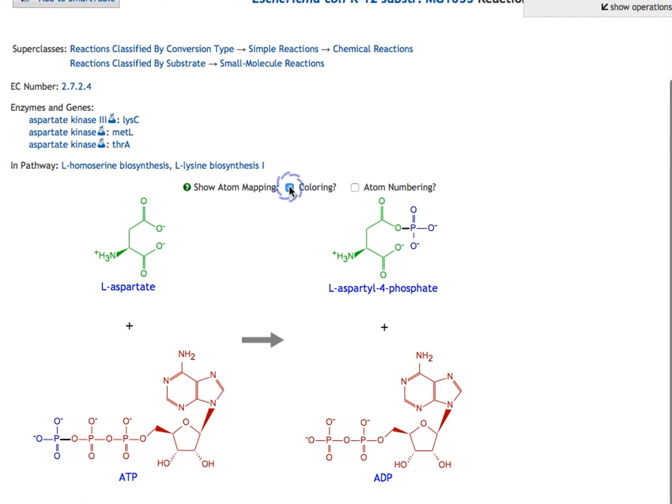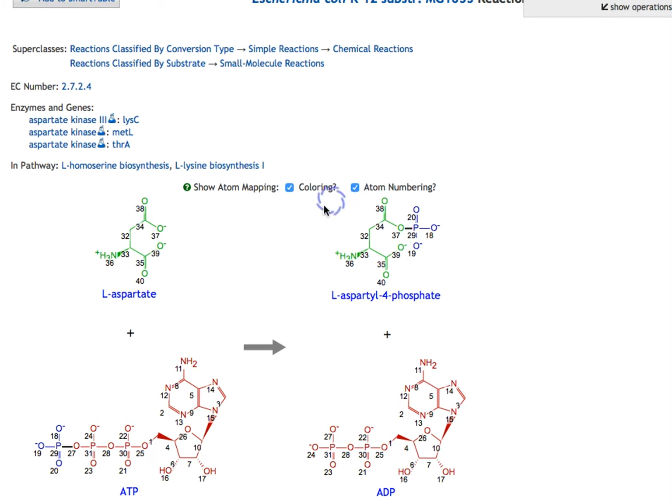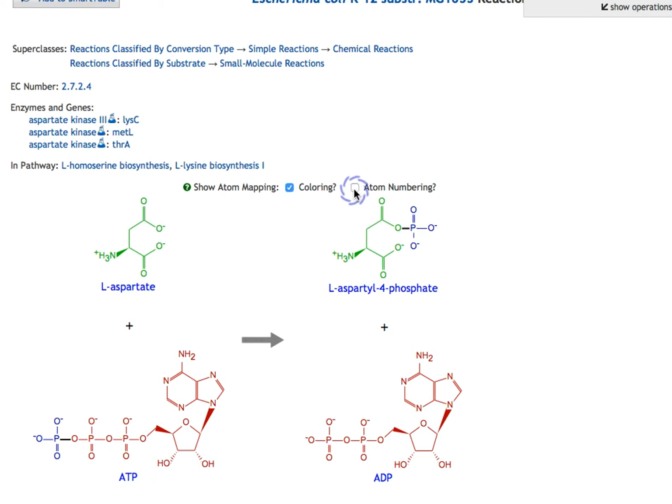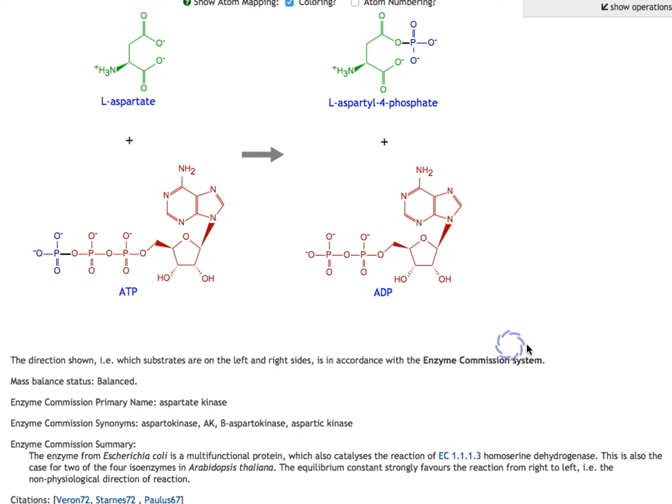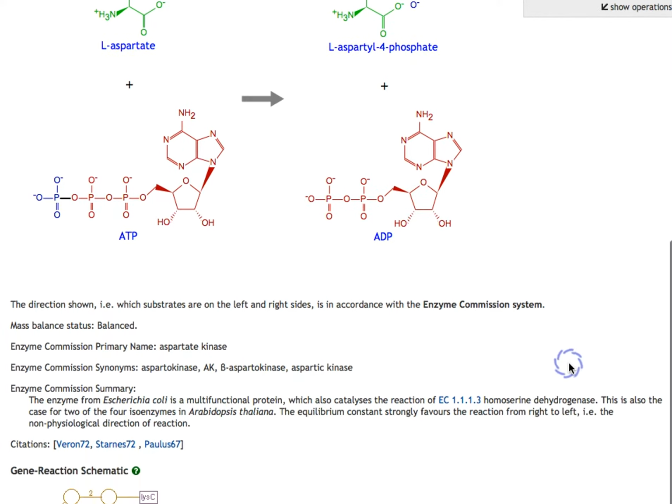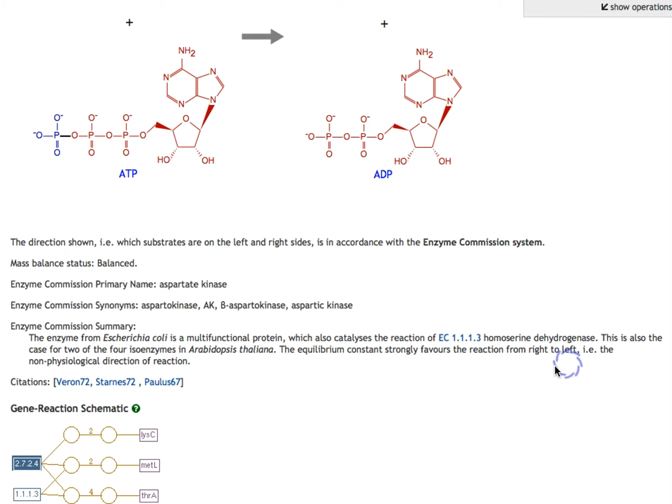And we can also add a number to each atom if desired. The numbers of a given atom are the same on both reaction sides. Also, mousing over an atom shows its corresponding atom on the opposite side of the reaction. Now, by default, reaction direction is that assigned by the enzyme commission, which may differ from the physiological direction of the reaction. Note also that enzyme-specific information about the reaction, such as kinetic data, are available on protein pages.